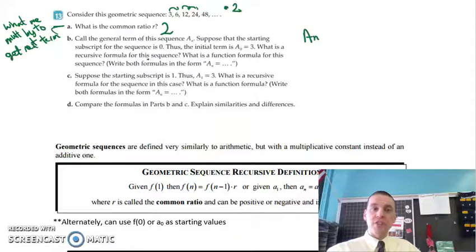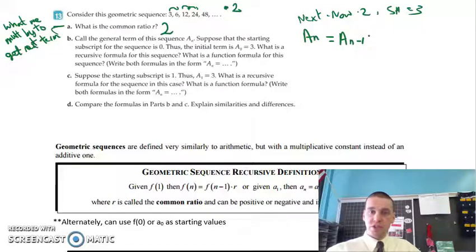What is the recursive formula? So next equals now. What are we doing? We're multiplying by 2, and we're starting at 3. So when we write the recursive, a sub n equals a sub n minus 1, it's always the previous term, multiplied by 2, comma, it tells you a sub 0 equals 3.